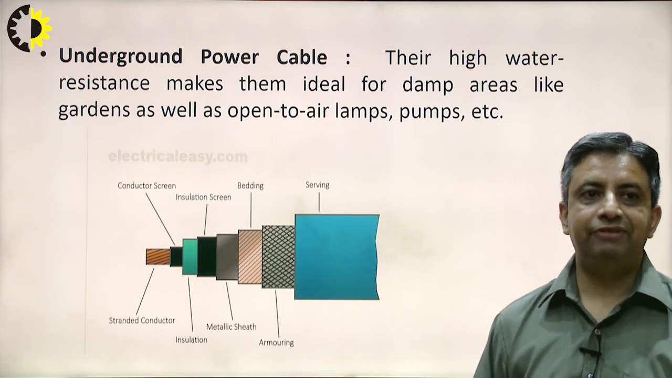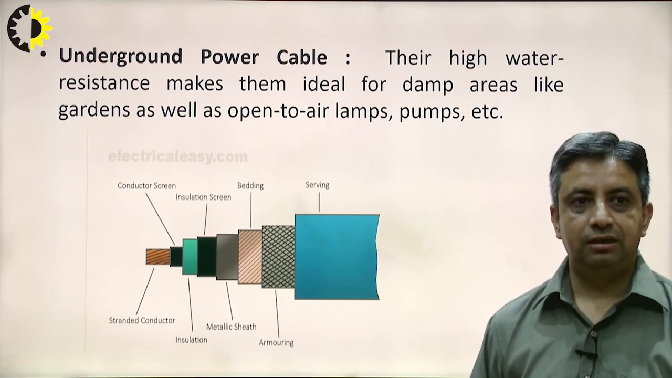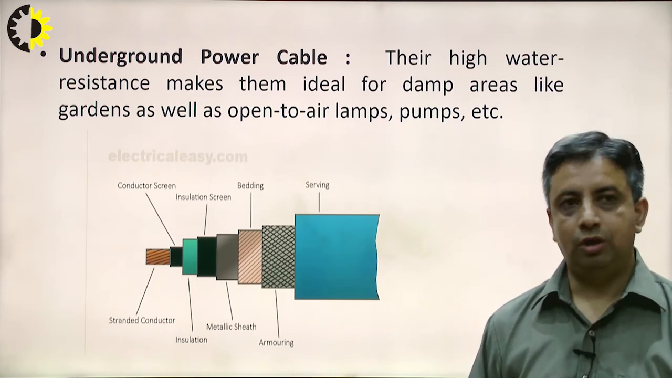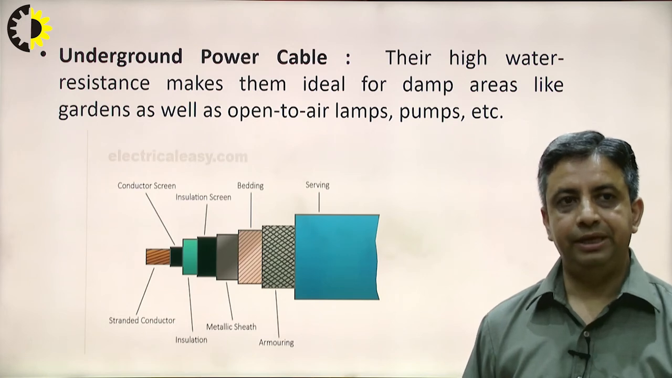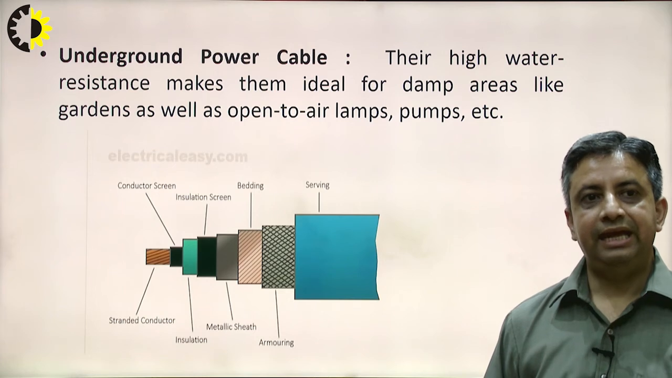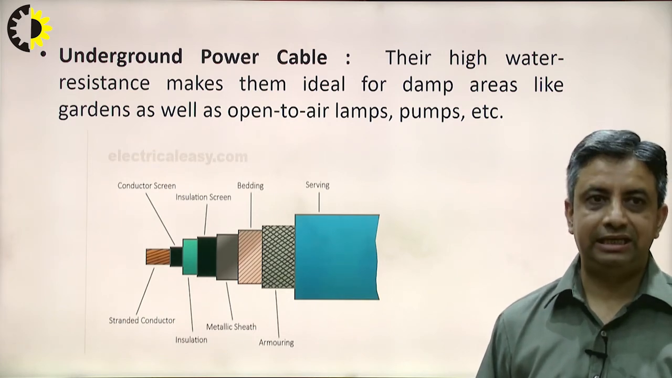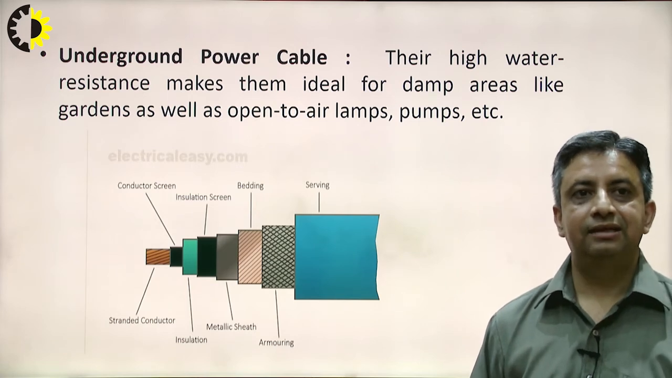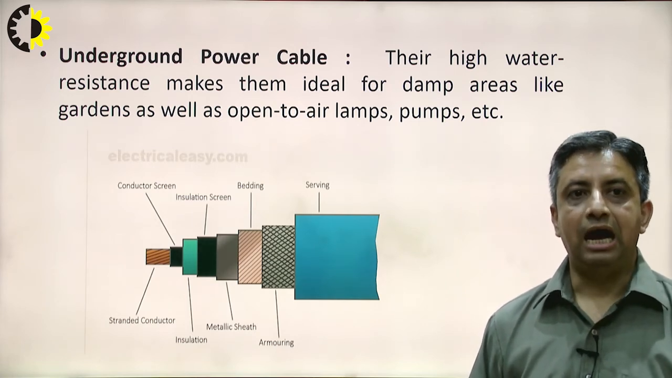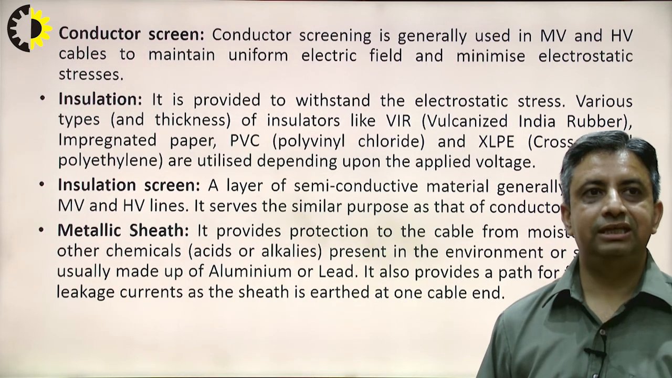So, starting with, you can see the first one is the conductor. The conductor can be your copper conductor or aluminum conductor. Over that, we have a conductor screen, then an insulation layer, then an insulation screen, then a metallic sheath, then we have bedding, armoring, and the last one is serving. I will discuss all these one by one.